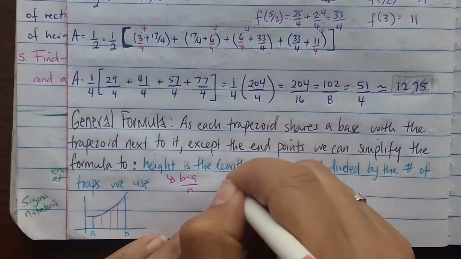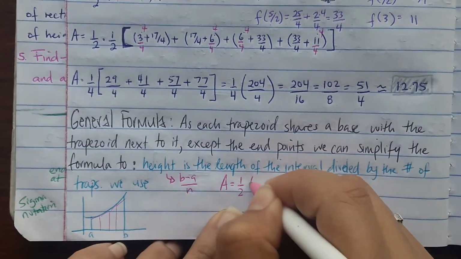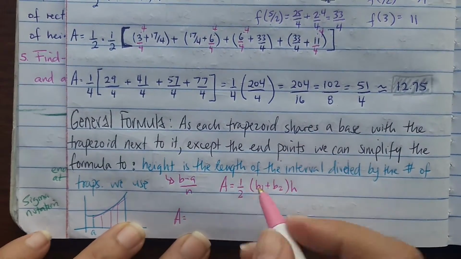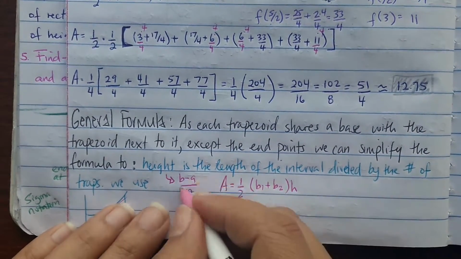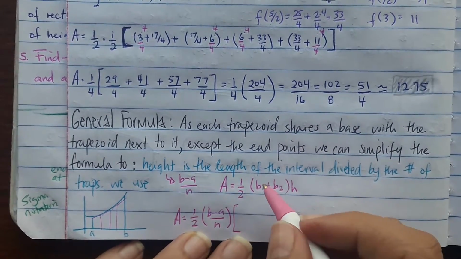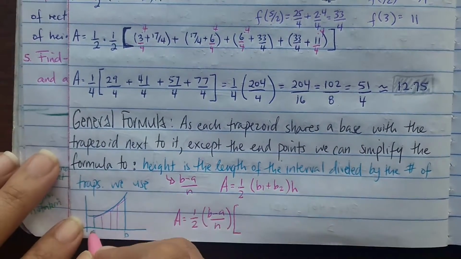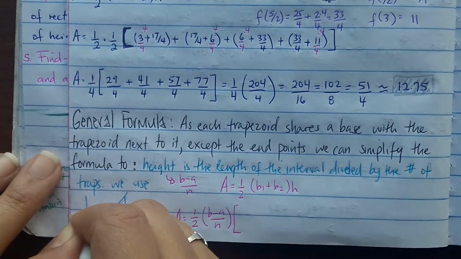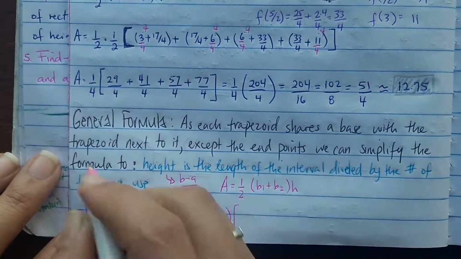Alright, so the area of the trapezoids is 1/2 B1 plus B2 times height. So the area is going to be 1/2. The height is B minus A over N. And then each thing added is going to be the first one, which is Y0 and Y1.